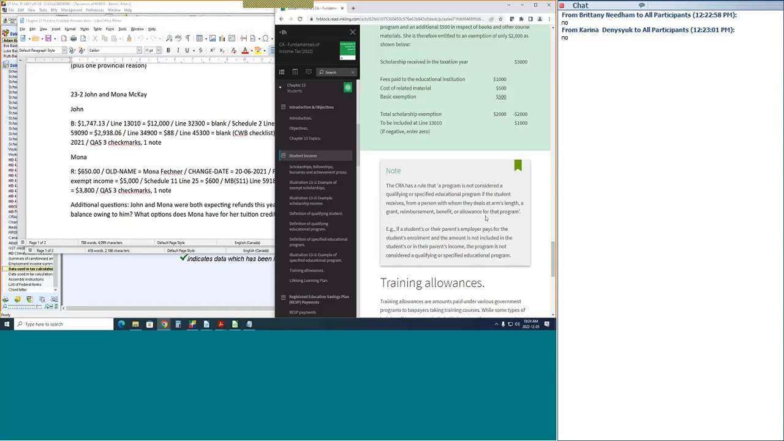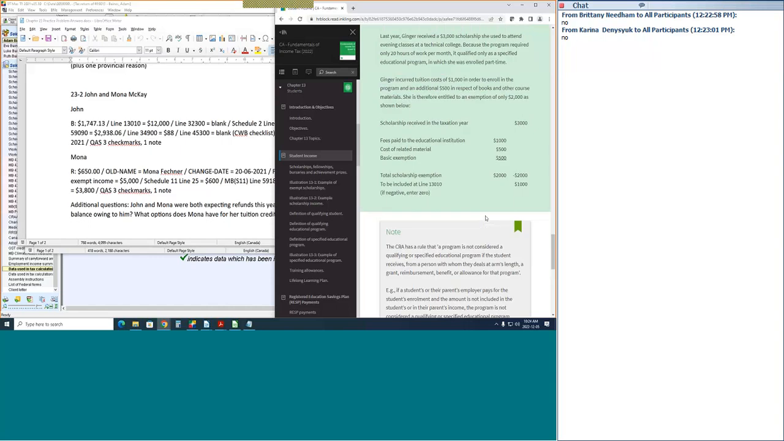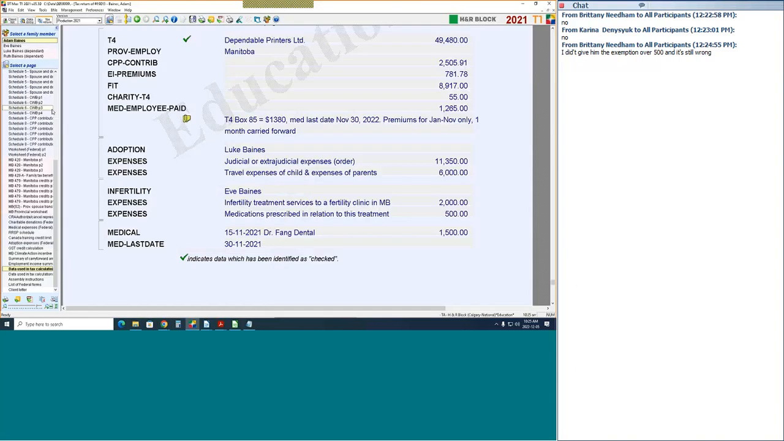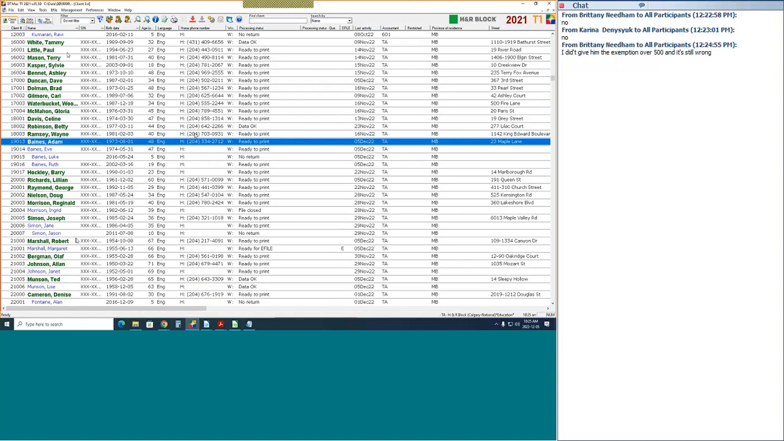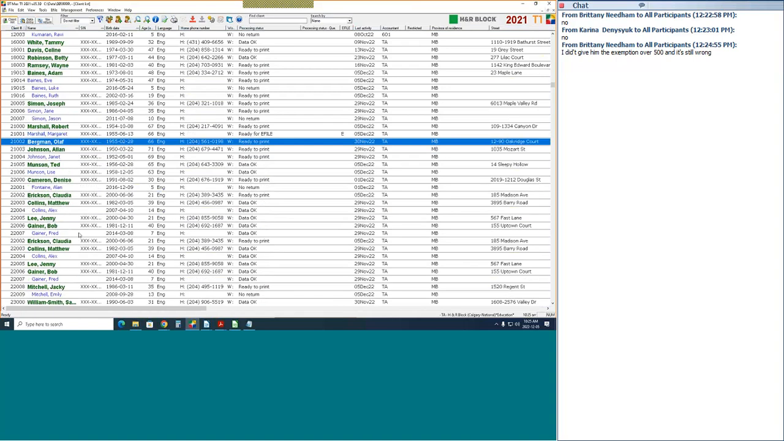If you're not in a qualifying program, you're only exempt for $500. So we have to make sure the computer makes the tuition or the scholarship have the exemption of $500. Okay, so I'm going to look at the data entry for that now. So I'm going to find my McKay file.